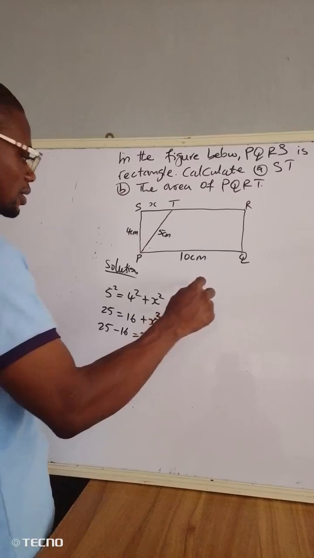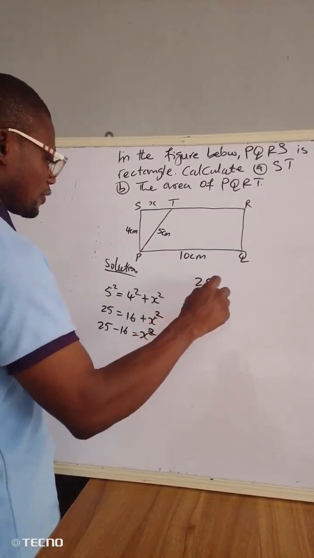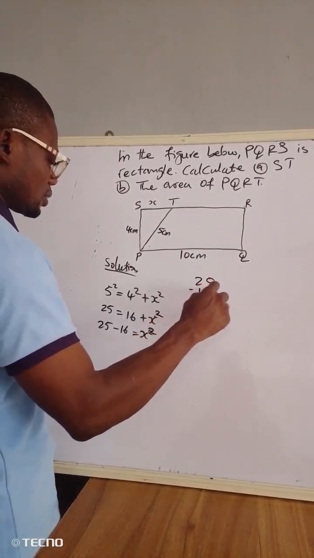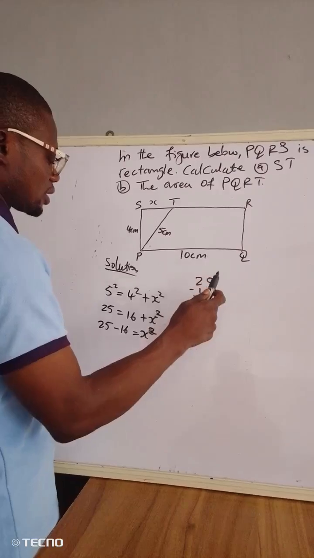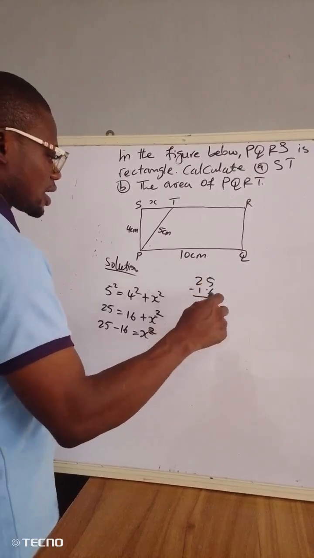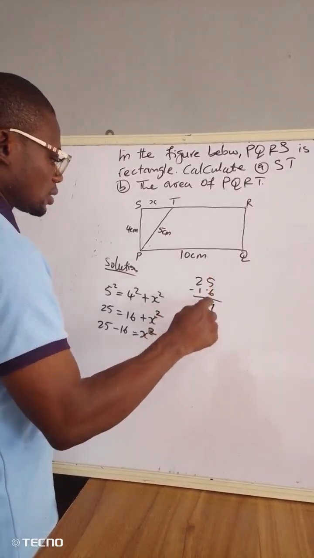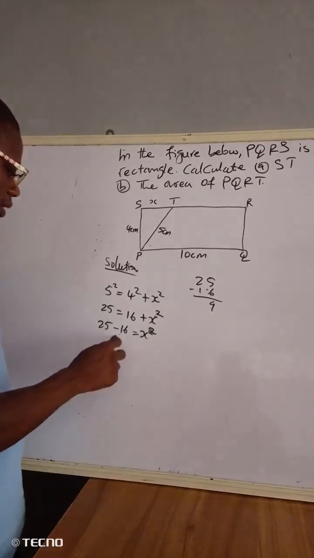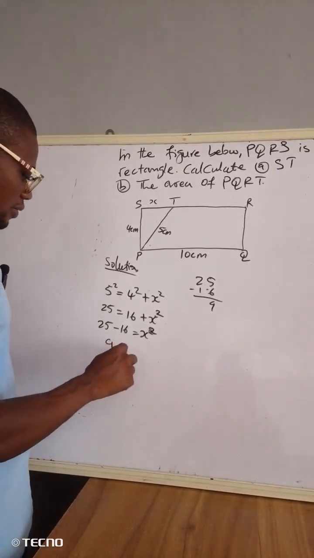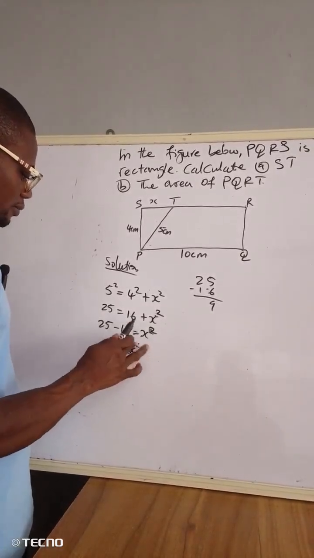So 25 minus 16 will give you what? 15 take away 6 will give you 9, and 1 minus 1 is 0. Sorry, that's 9. That will give us 9 equals s squared.